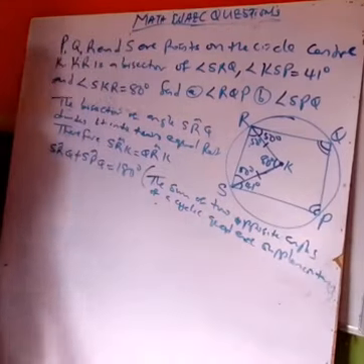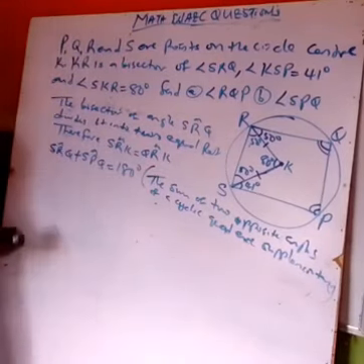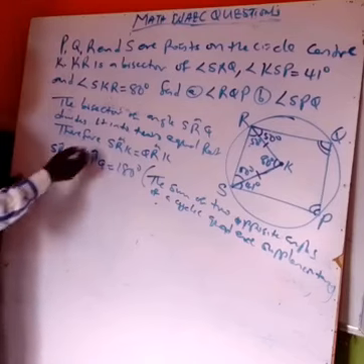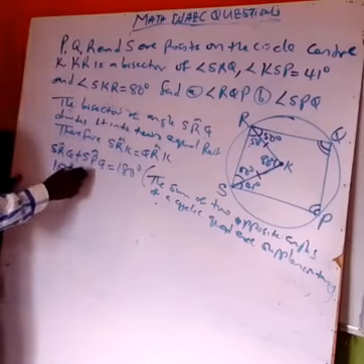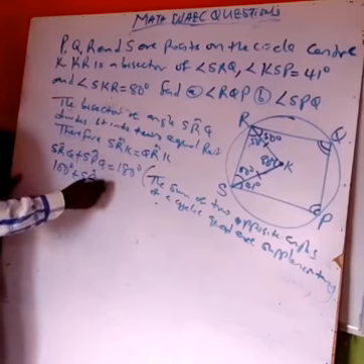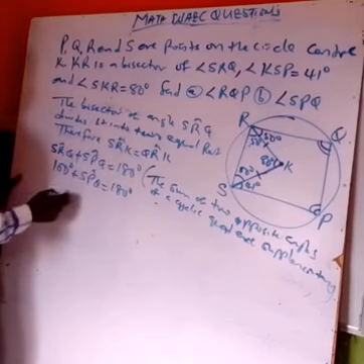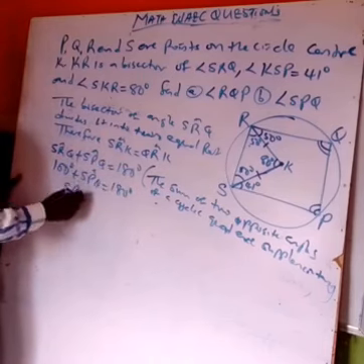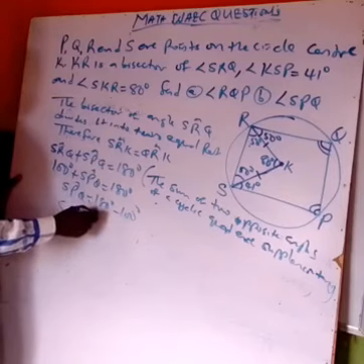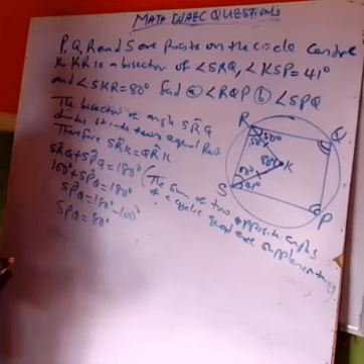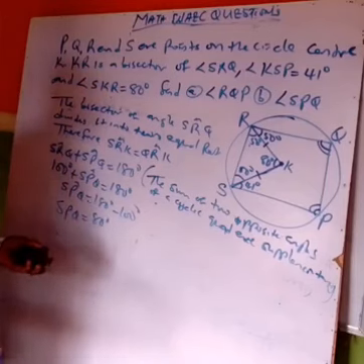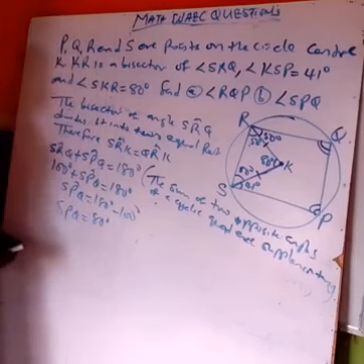So here is going to be what? 50 plus 50, which is 100, plus SPQ equal to 180 degrees. So SPQ equals 180 degrees minus 100 degrees. SPQ equals what? 80 degrees. So you have your answer.